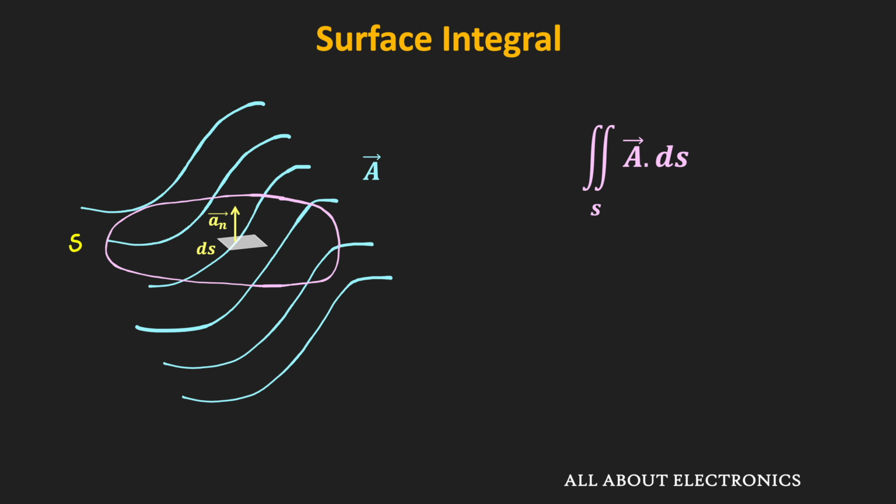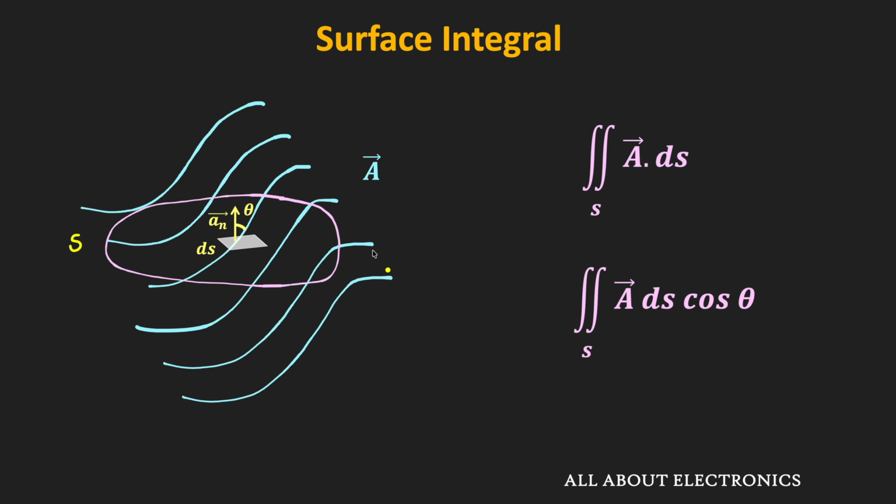So if the vector field is aligned with this normal vector an, then the maximum field will pass through the surface. But if the field is perpendicular to an, then no field will pass through the surface. That can be defined by this dot product. If we integrate this dot product over the entire surface, we get the total flux passing through the surface. Here, the surface integral is defined for this open surface.